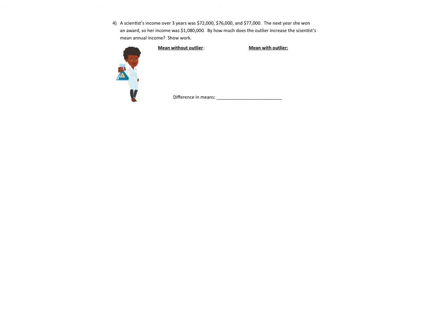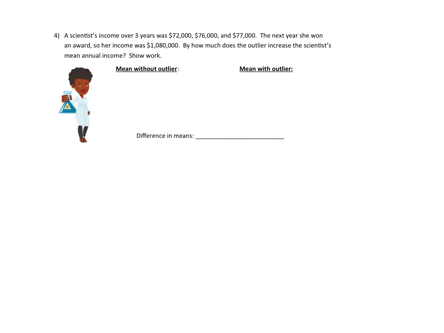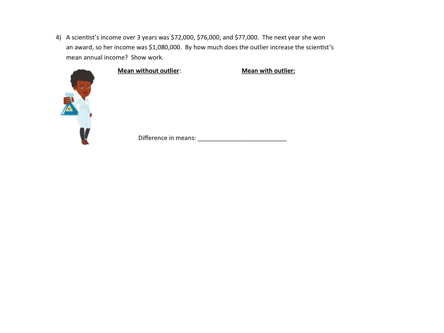And then finally on the last one, there's a few salaries here. It says for 3 years, these were her salaries. And then the following year, she won an award. So she must have gotten like a $1 million award or something. And how much does that outlier increase her mean income? So you're going to find the mean without and then with the outlier and see how much the difference between the two are. So you're going to subtract your 2 answers to tell me the difference. That is it. Message me if you have any questions.